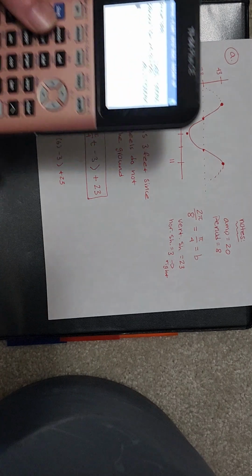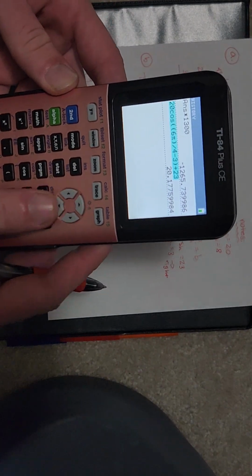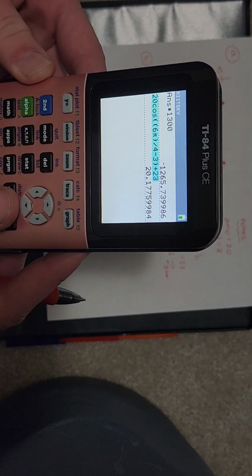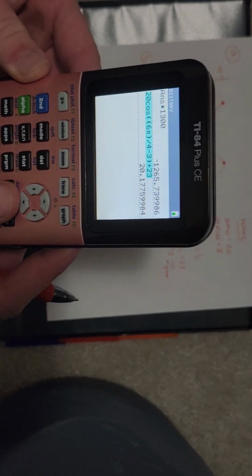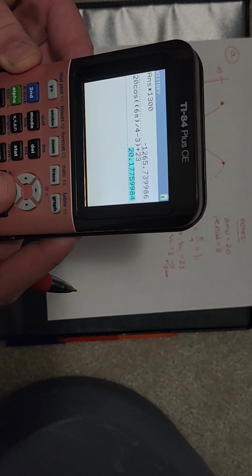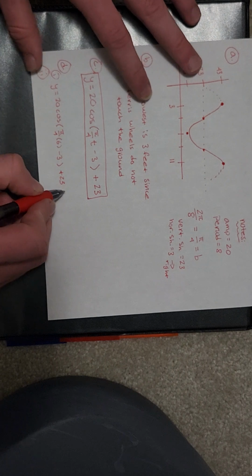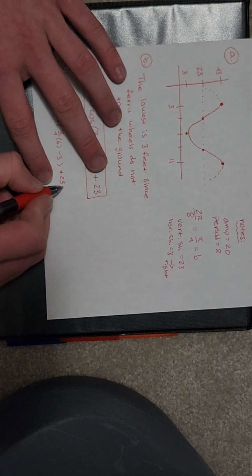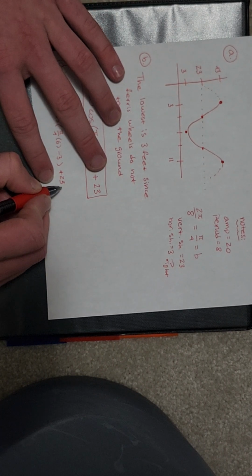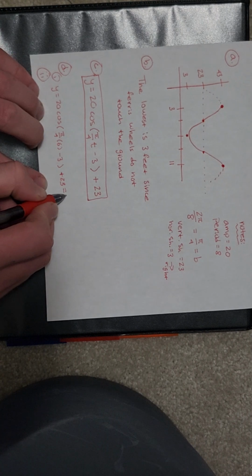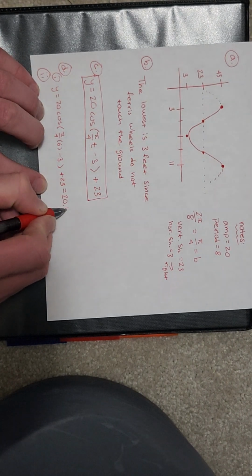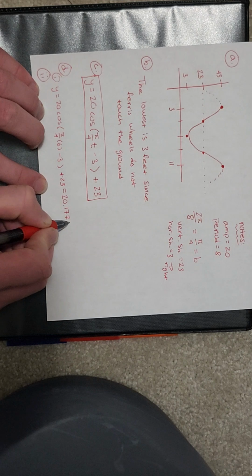When you plug it into your calculator, it should look something like this here that is highlighted. You'd write 20 cosine 6 pi divided by 4 minus 3 plus 23, and you would get an answer of 20.177 approximately. Something to note is that the answer key is going to give you a different answer than that. This is, again, because of the trickiness with them distributing and not distributing as they should in the answer key. So we will know that this is going to be the actual value, and we can just write it like so.